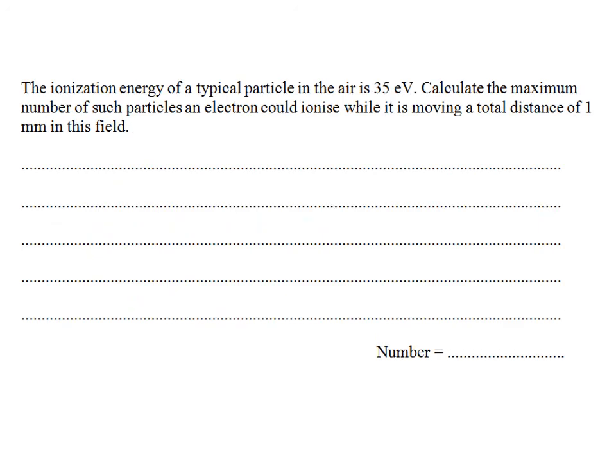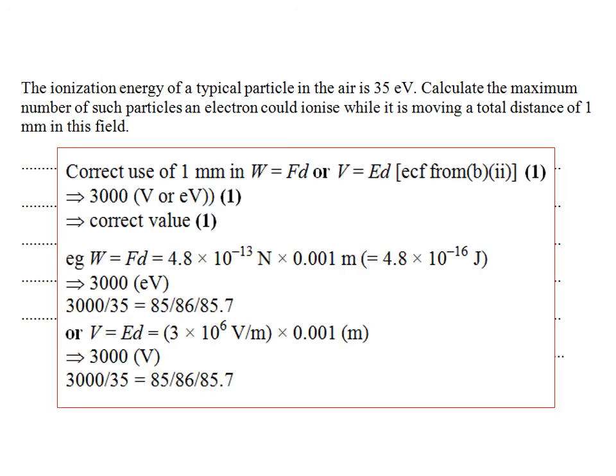In this question, they are asking about the number of such particles an electron could ionize. So first we will find out the work done on all the particles, 3000, and then we will divide it by 35 because they said the ionization energy of a typical particle in the air is 35 electron volt. So by using that we will get how many particles there are.